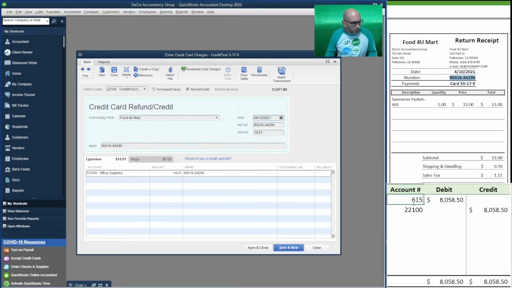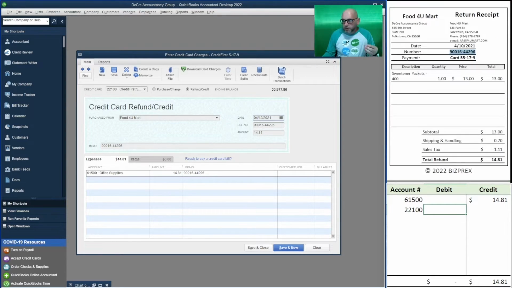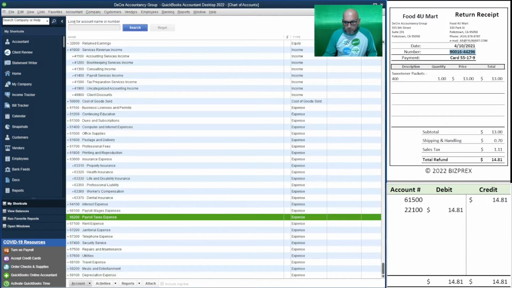So 61. So in this instance, expenses are reduced, right? Because we thought we needed that sweetener packs, but we didn't need as many, so we returned it, so our expenses declined. Expenses decline when they're credited. What else is happening? Well, that money will be refunded by the merchant provider to our credit card company, and therefore our liability will be reduced. So this is a debit to this account now, 22,100, and therefore reduces it. There it is. Debits and credits are in balance. Save and close. All right.